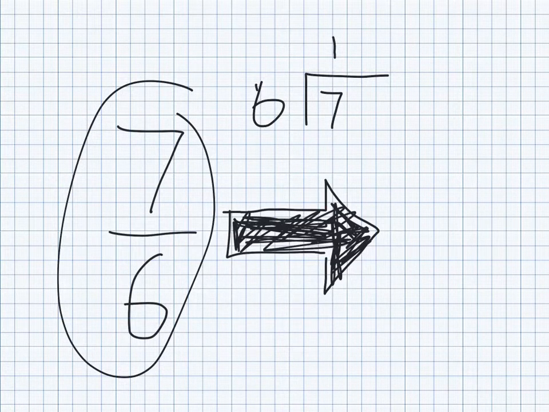As you can see, we still have a leftover of 1. 7 take away 6, we know equals 1. But that is our leftover. What do we do with it? We use it as a remainder. So we write the letter R for remainder and we write the number 1.